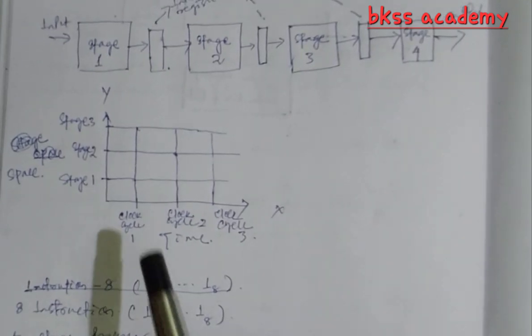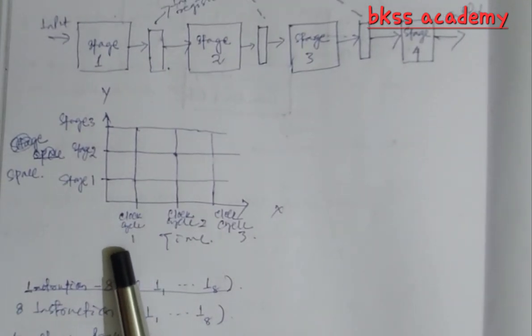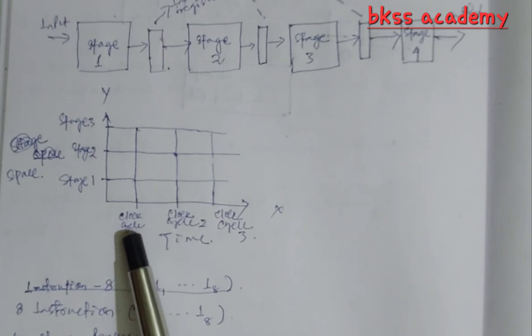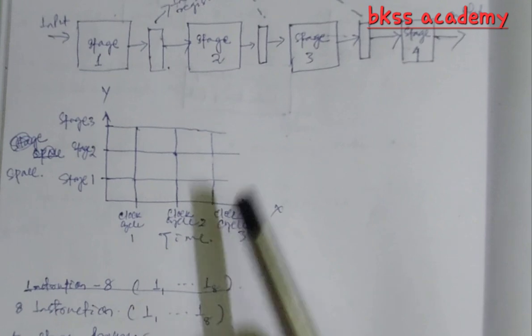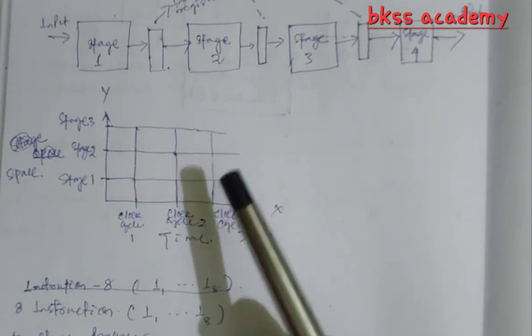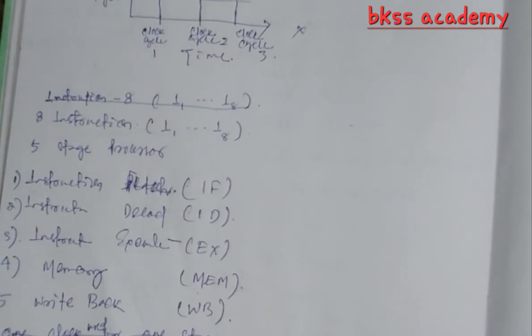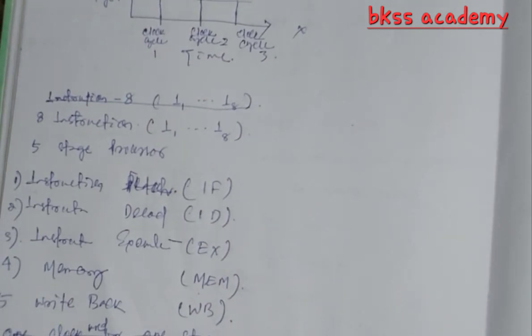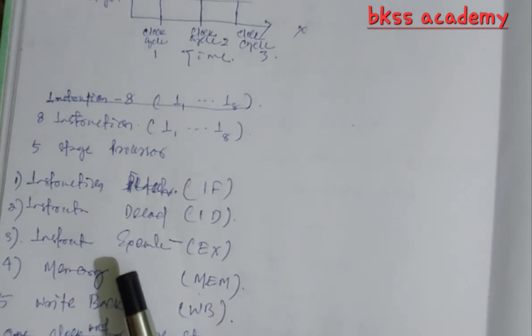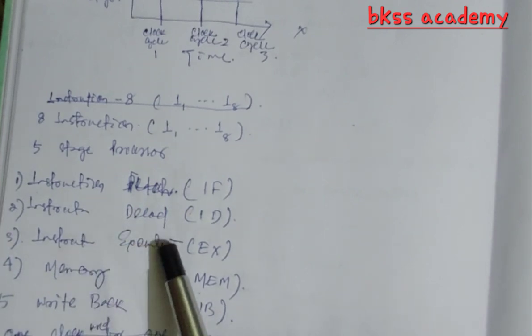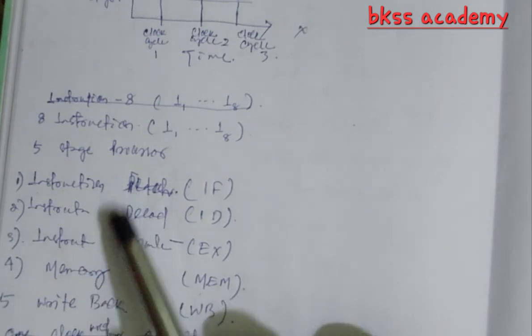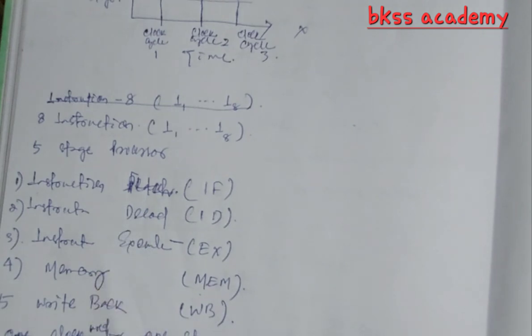We can consider this from the graphical diagram: clock cycle 1 stage 1, clock cycle 2 stage 2, clock cycle 3 stage 3. So 3 instructions can be executed. Here the number of phases in a CPU are instruction fetch, instruction decode, instruction execution, memory, and write back. These are the 5 stages in the CPU.